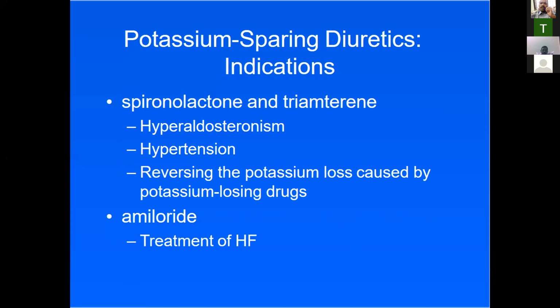And then the indications. Spironolactone and triamterene are used for hyperaldosteronism, to reduce hypertension, and to reverse the potassium loss caused by potassium losing drugs. And amiloride is used mainly for the treatment of heart failure. Next slide, sir.